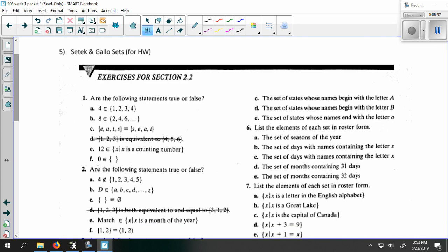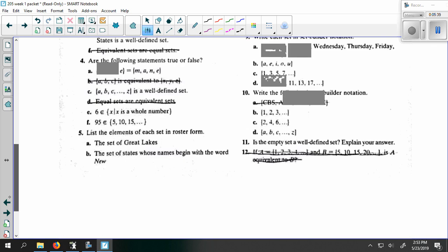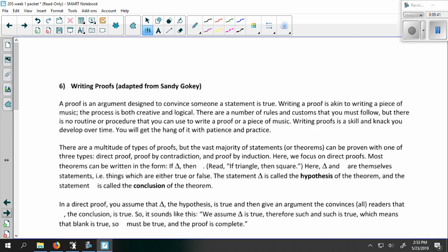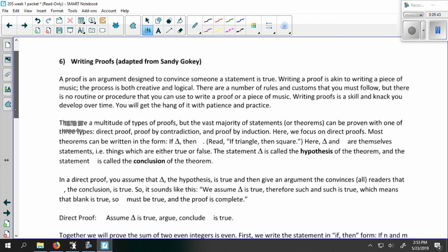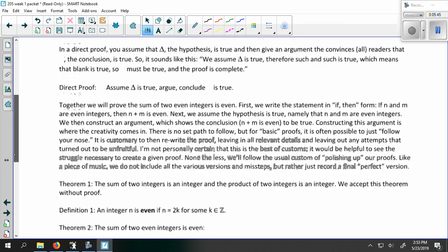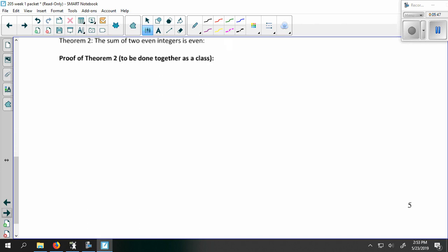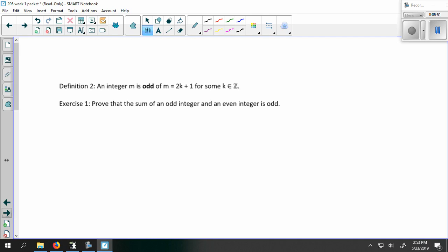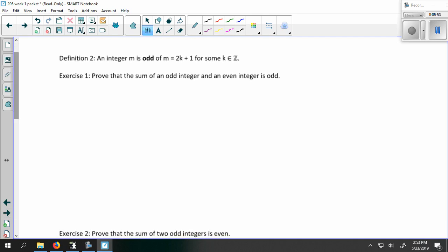Okay, this is part of your homework, so I'm going to skip over that for now. Writing proofs, this is also part of your homework, but I think I'm going to do one of these with you. This theorem 2 was done in the demo, so we'll do one more here. Prove that the sum of an odd integer and an even integer is odd.